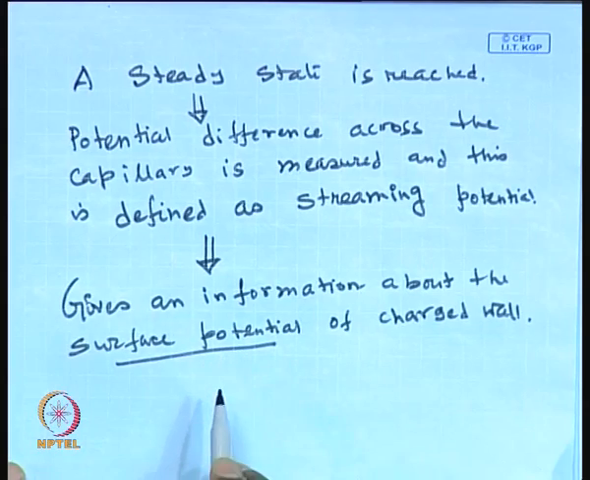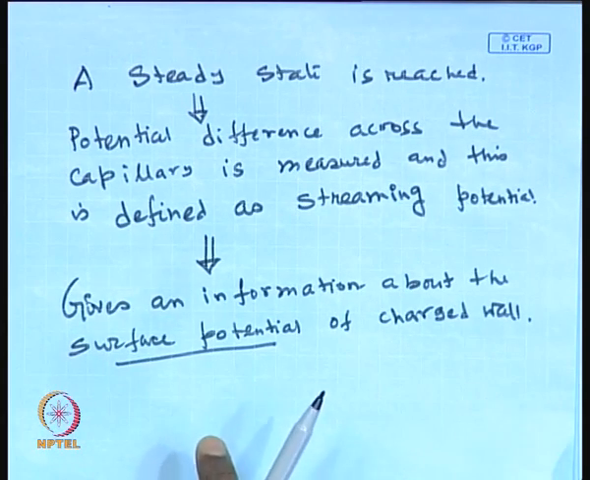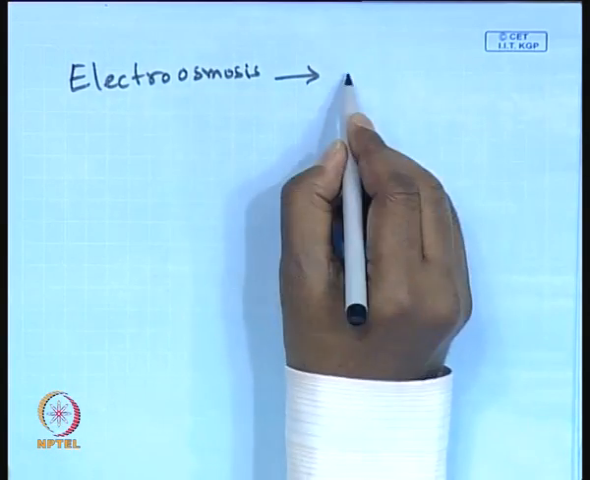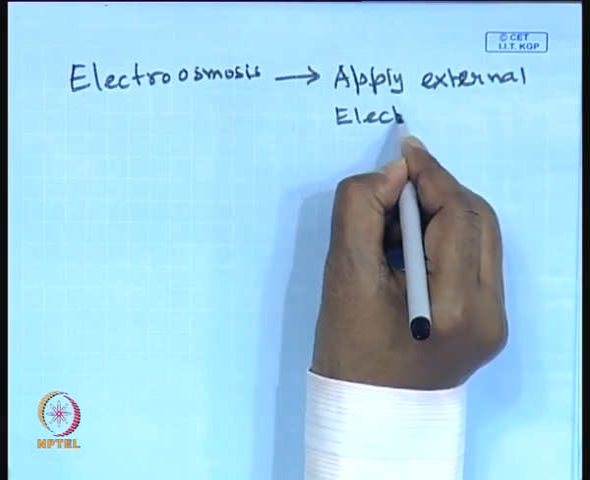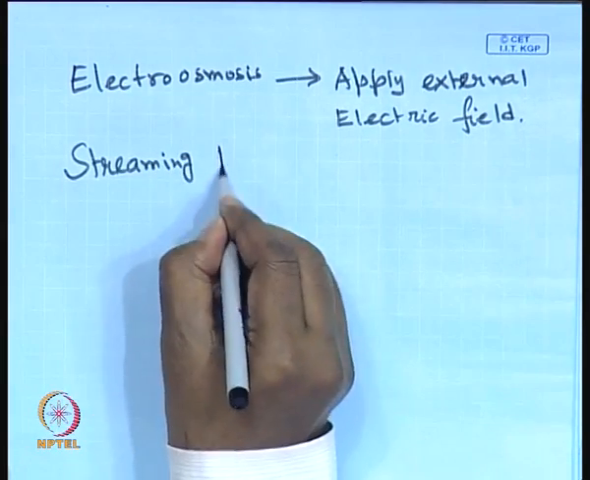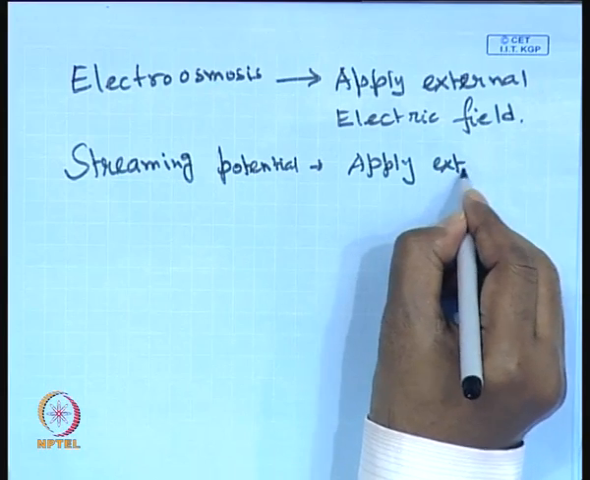But what is the difference between the two? In both cases, we are putting an electrolytic solution in a capillary tube where the walls are charged. In both cases, the liquid is moving and the solid surface is stationary. But in the case of electroosmosis, we are applying an external electric field. In the case of streaming potential, we are applying an external pressure gradient.